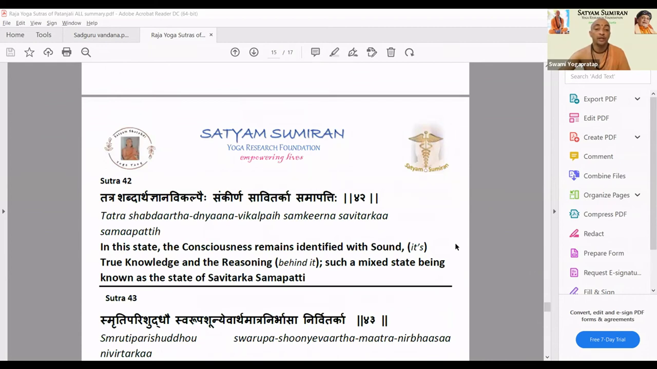In this state, the consciousness is identified with the sound, with the true knowledge, and the reasoning behind it. So there are these three, and the consciousness moves within these three levels. When it is in such a state, it is said to be in the state of savitarka samadhi.